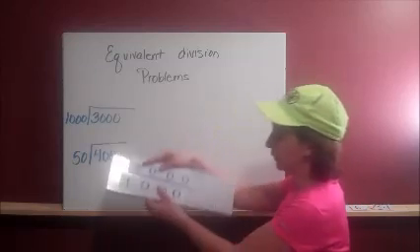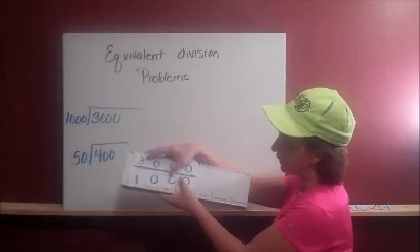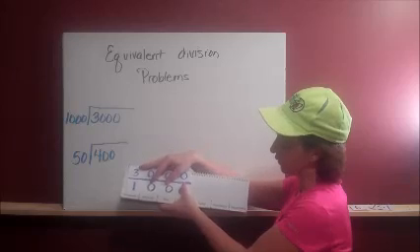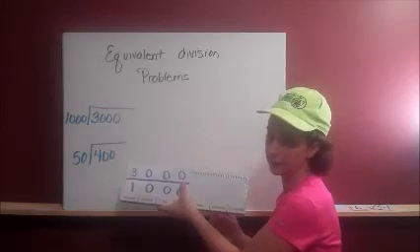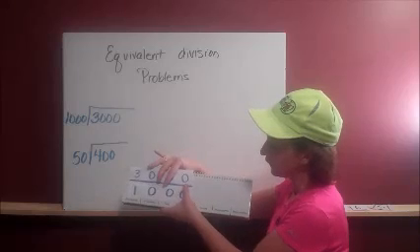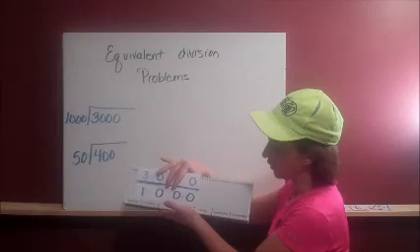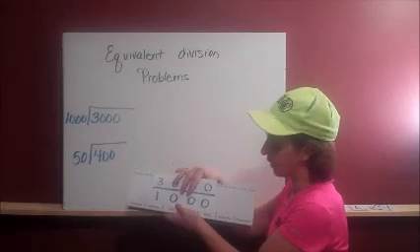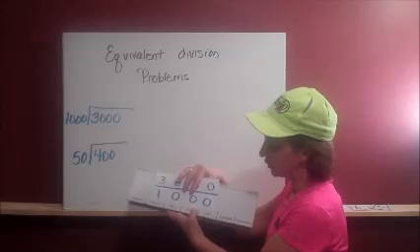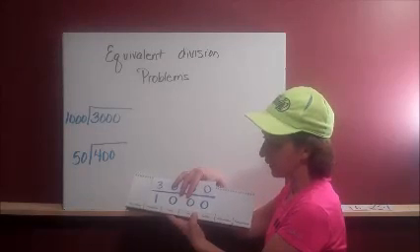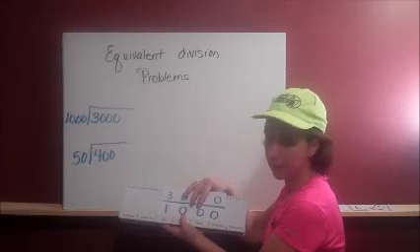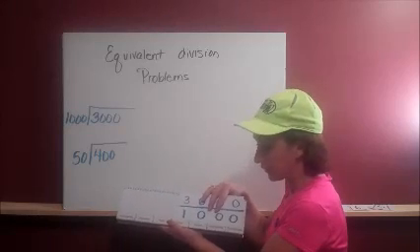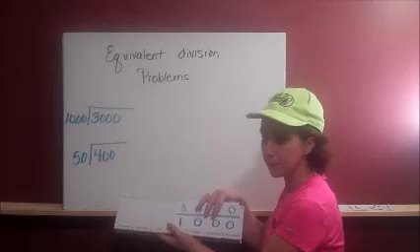If you'll look at this place value chart, this is still a division problem. 3,000 divided by 1,000. And if I move this on my place value chart, I can change the division problem. Now it says 300 divided by 100. Now it says 30 divided by 10. And now it says 3 divided by 1.